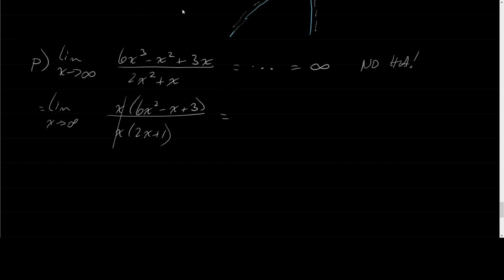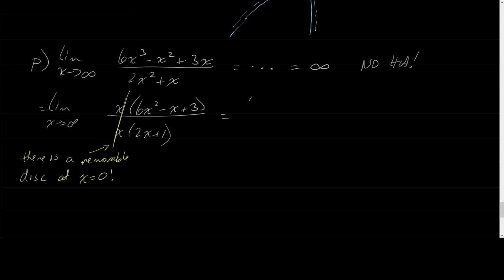Before I continue, I will remind you what this actually is telling us. This is telling us that there is a removable discontinuity at x equals 0, because we were able to cancel that out. We were able to essentially remove it from our fraction here.